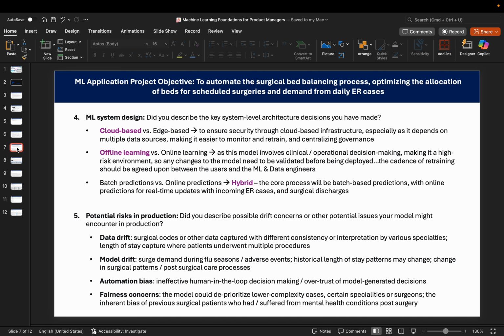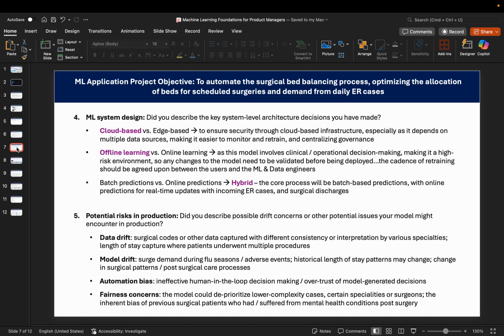In terms of batch online predictions, I'd recommend a hybrid because the core processes can be based on batch predictions, with online predictions for some real-time updates, especially with incoming ER cases or any discharges that are done based on how the patient is feeling.